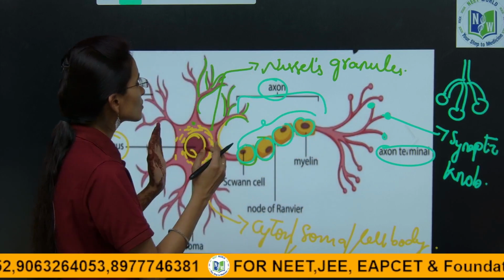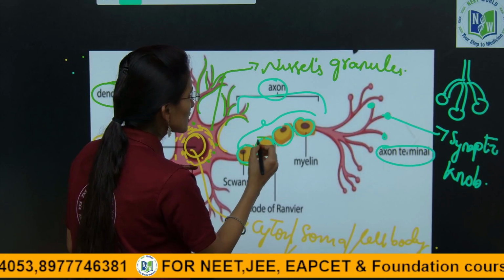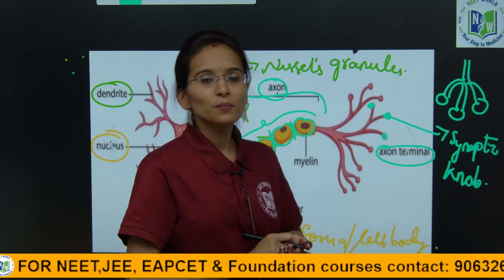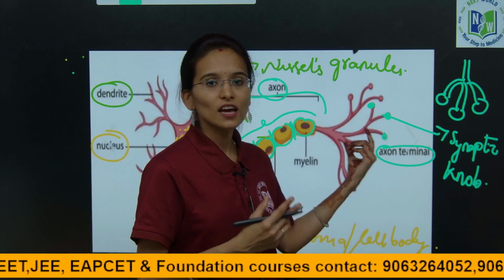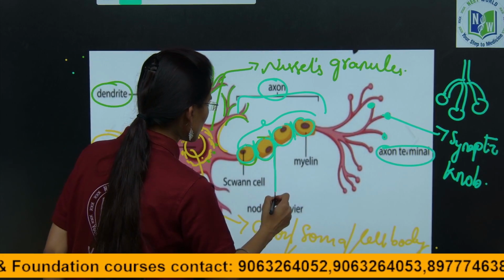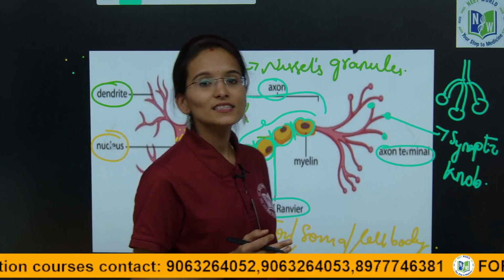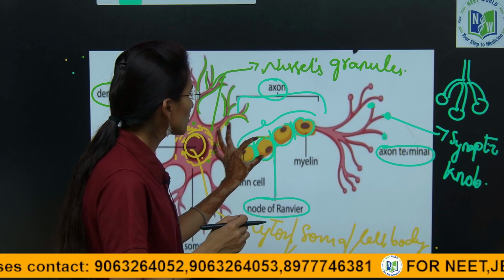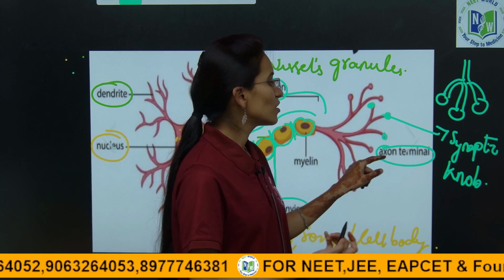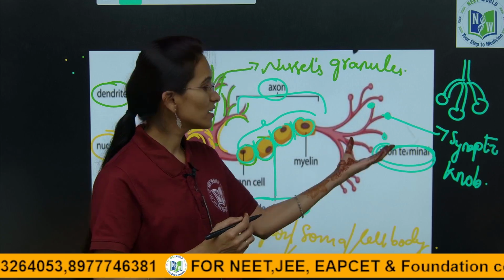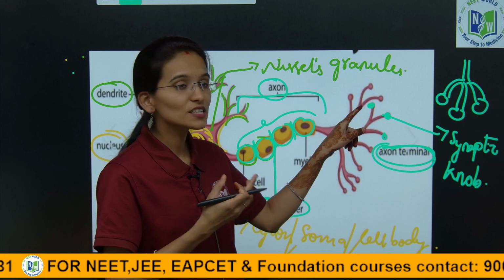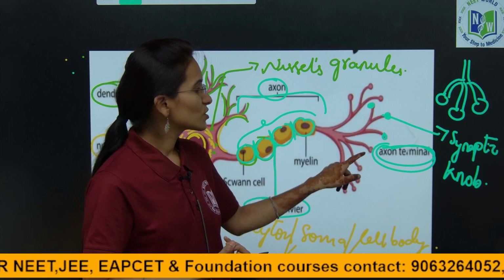Clear with these concepts? Now, along the continuation of the axon we can find some minute gaps. Those are called nodes of Ranvier. A node of Ranvier is a minute space or gap in the elongated process of the axon. And here is the axon terminal, where the whole neuron ends.